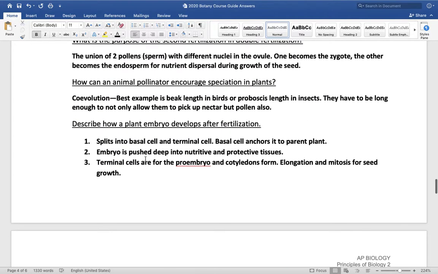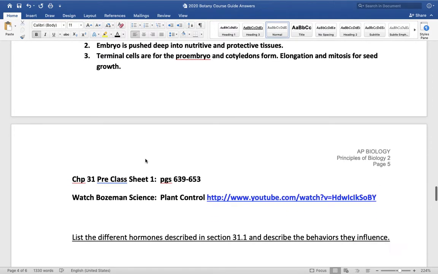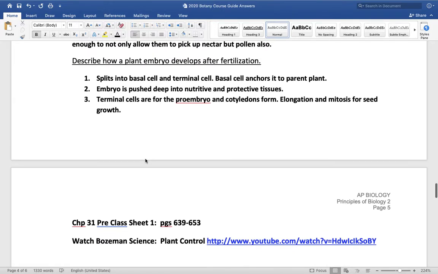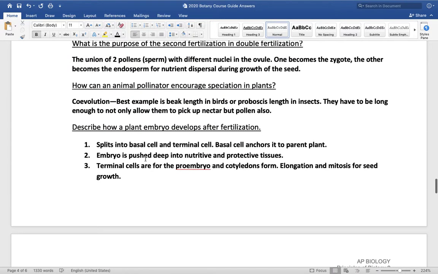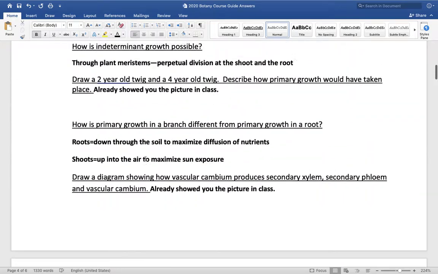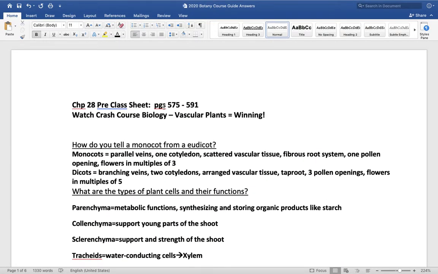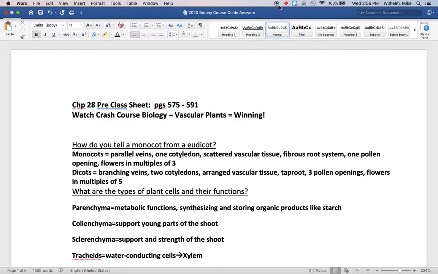And I'm going to stop there because I'm not sure if you have Chapter 31, Sheet 1, and Chapter 31, Sheet 2 done yet. But that's just a quick little review of our botany unit, the first couple chapters.